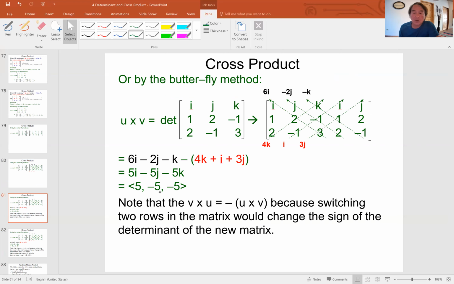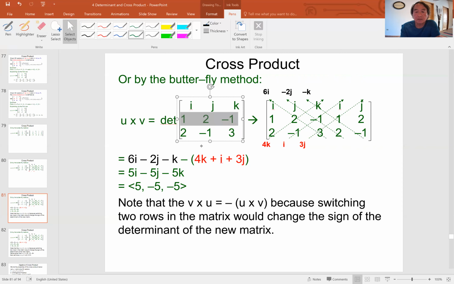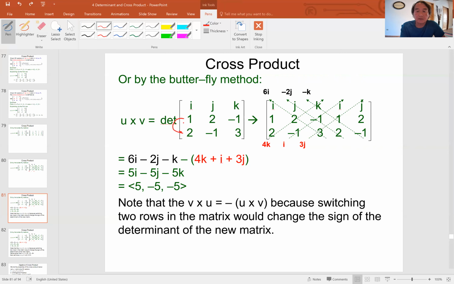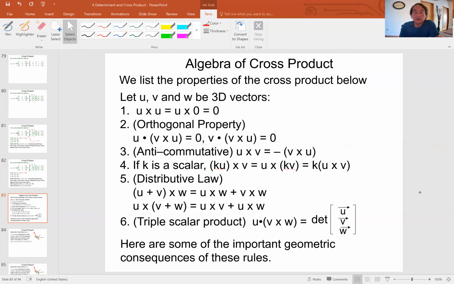In particular, I want to point out that if you reverse the crossing order, that is the same as saying that I switch this row with the bottom row. If I switch the position of these two rows, then I get the negative. The determinant becomes negative. So these are the rules about the cross product, the algebra.